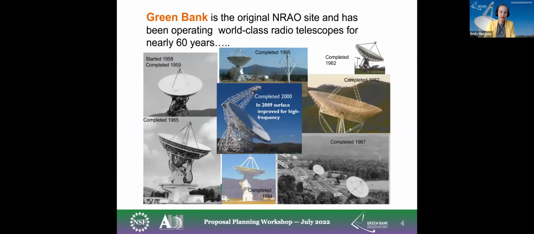So Green Bank was the original National Radio Astronomy Observatory site and has been operating for many, many years, 70 years now, actually. And there are all of these different types of radio telescopes that were here. It is a very historic site, but the main one that most people know about and use is the main Green Bank Telescope that was completed in 2000. And then in 2009, we had a surface improvement for the high frequency specifically.